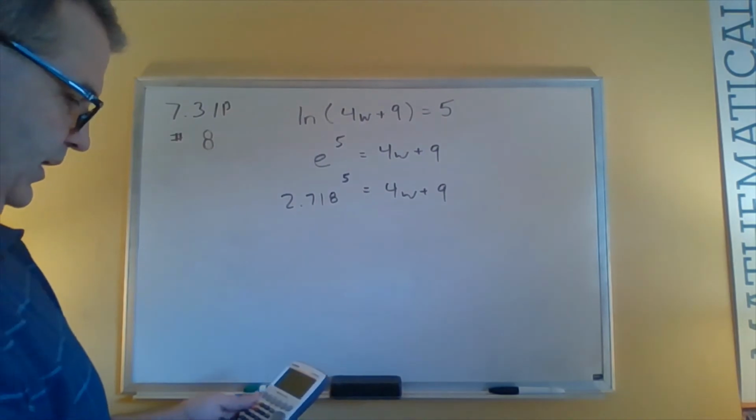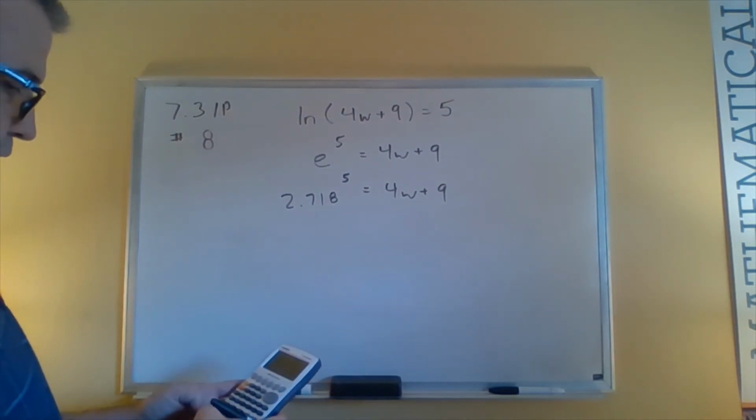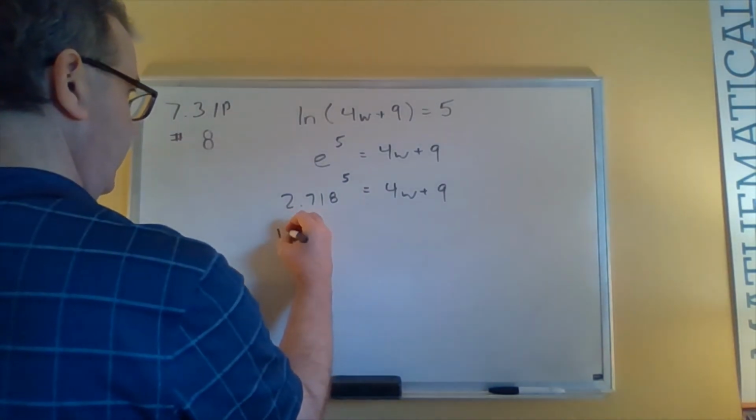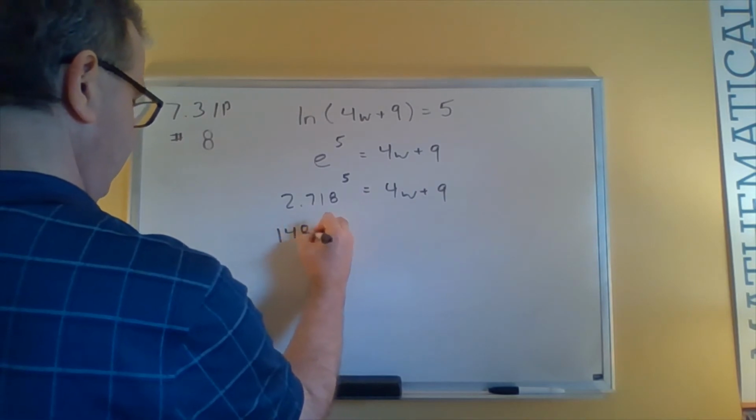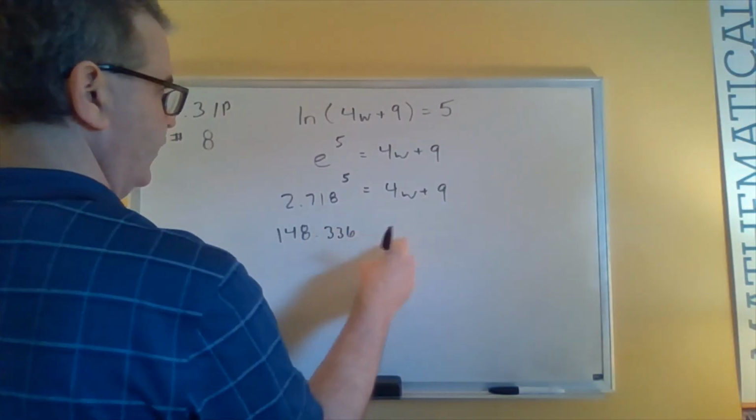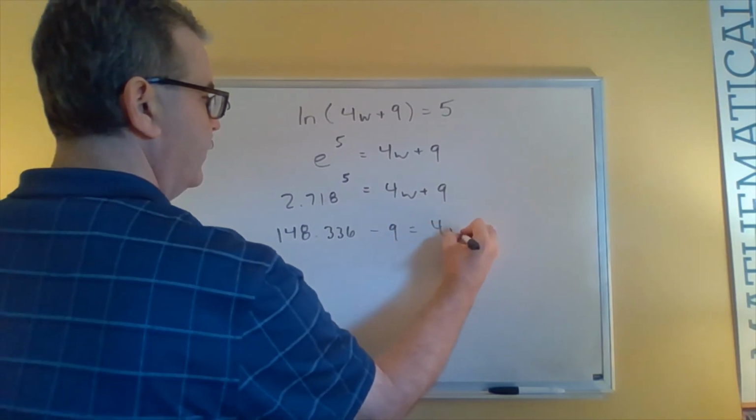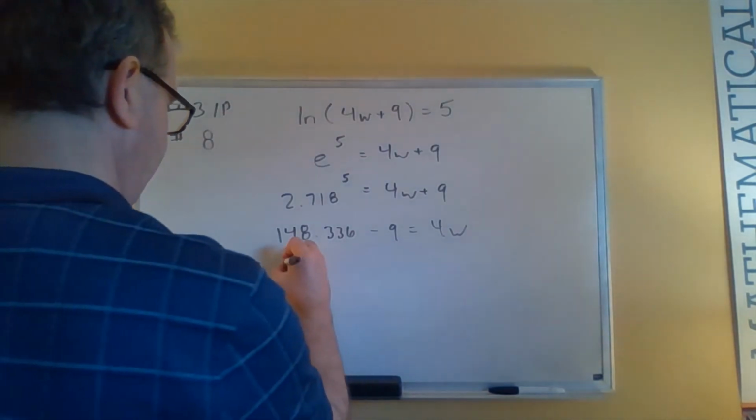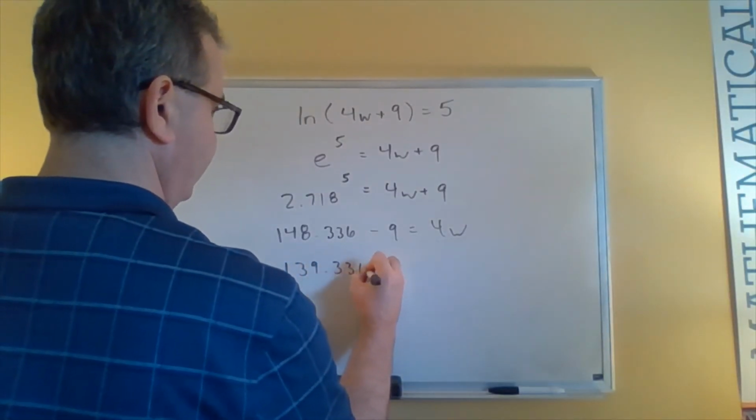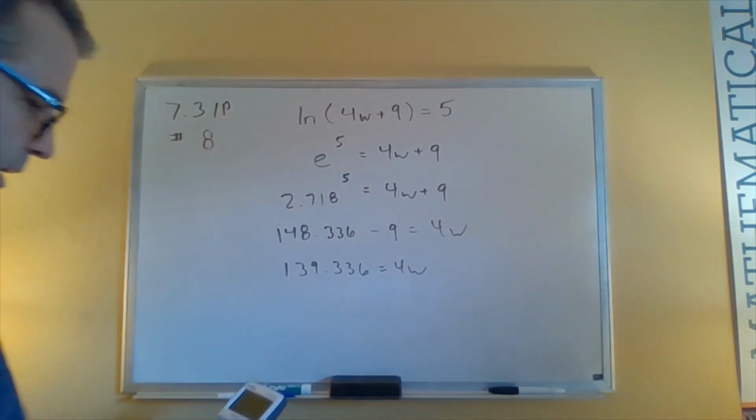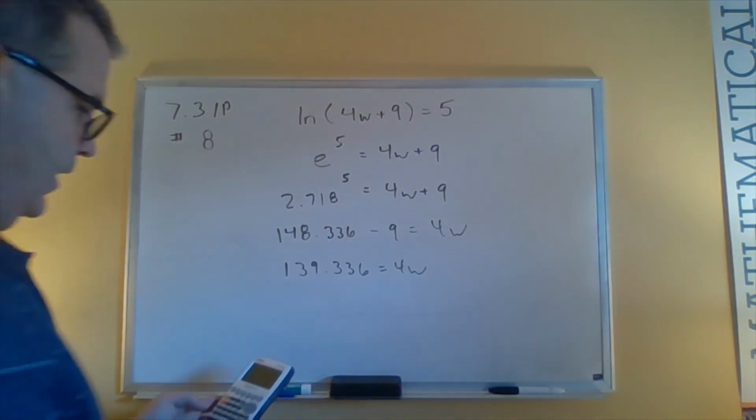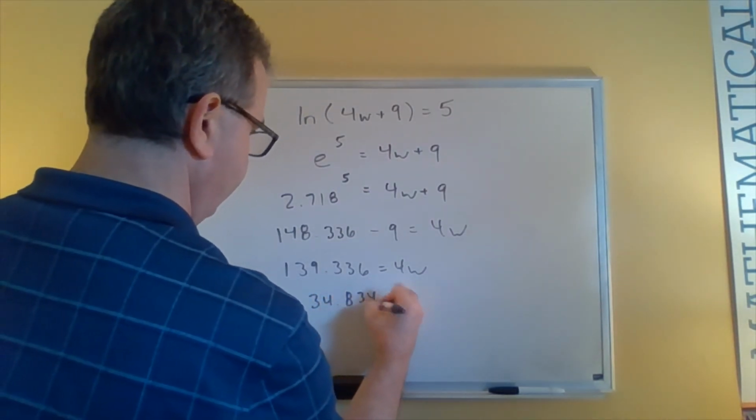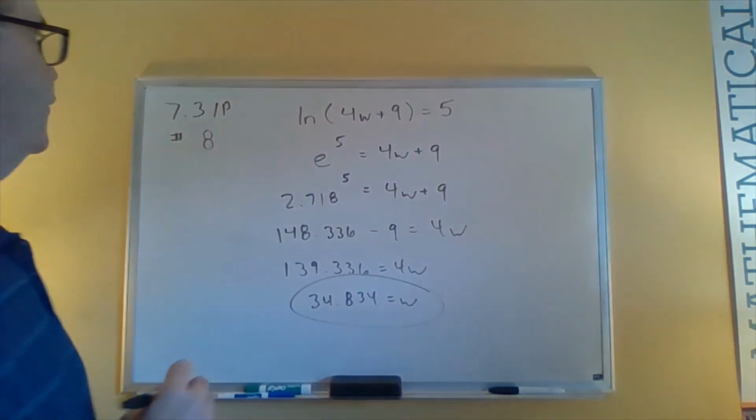Now we're just going to do some algebra and solve for w. So first, 2.718 raised to the 5th power is going to give us 148.336. We're going to subtract 9 from each side, and that equals 4w. So 148.336 minus 9 is 139.336 equals 4w. Dividing both sides by 4, I will get w equals 34.834. That is my answer for number 8.